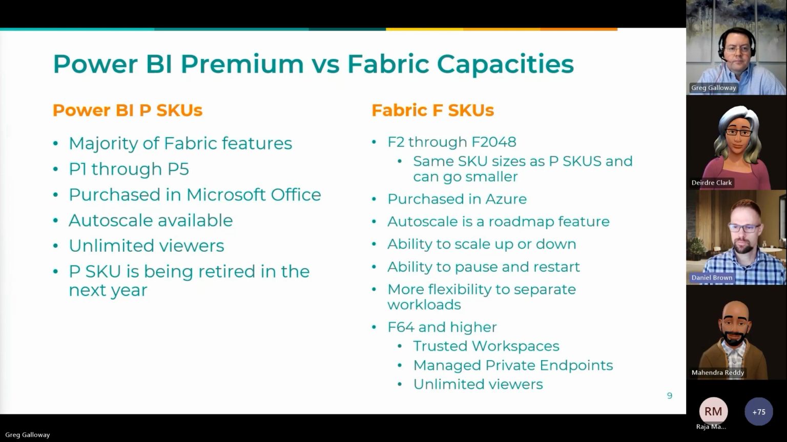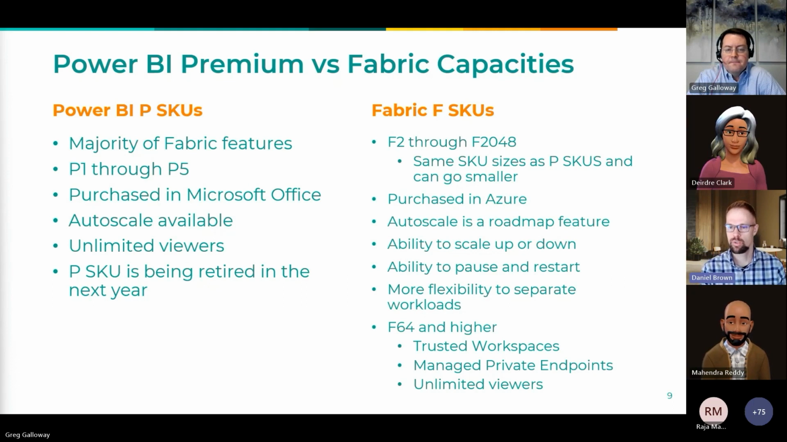When we start talking F SKUs, you get a lot more flexibility in the size of capacities that you can get. It goes all the way from an F2 to an F2048. For some comparison, the F64 is equivalent to the P1 on the Power BI side. These capacities are purchased in Azure. Auto scale is just a roadmap feature right now, so you don't have that auto scale feature inside the F SKUs yet. But you do have flexibility in your ability to scale up or scale down your capacities inside of Azure, along with abilities to pause and restart.